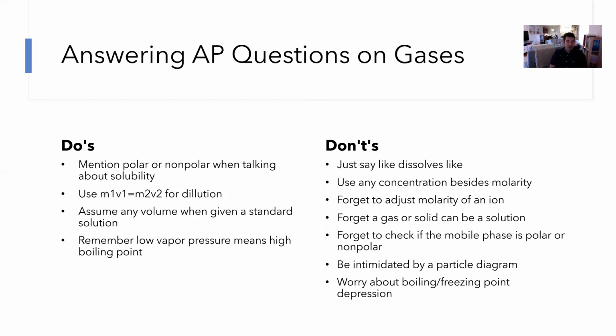Use M1V1 = M2V2 for dilution. I'm going to make a prediction now that you will have to do one dilution at some point in the free response on the AP exam, all right? So it's gonna be there somewhere.